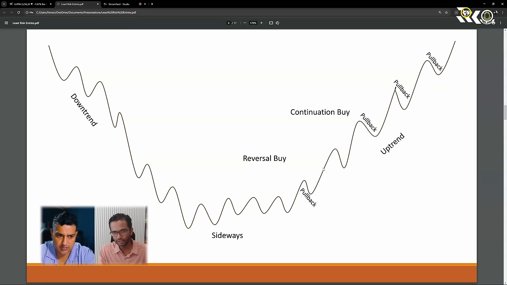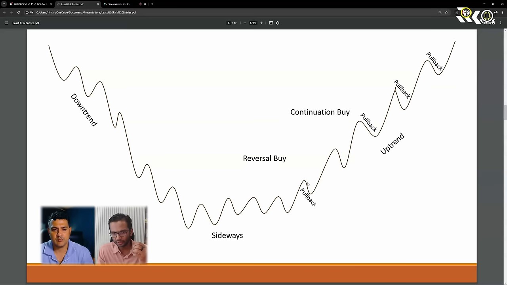And in the middle, you will get that pullback. So these are all pullbacks that you will constantly get, because nothing goes up vertically. The reason is that this market has a lot of participants. Not all are investors. So as they make 20-30% gain, they start selling. That's why you get these smaller pullbacks in between.